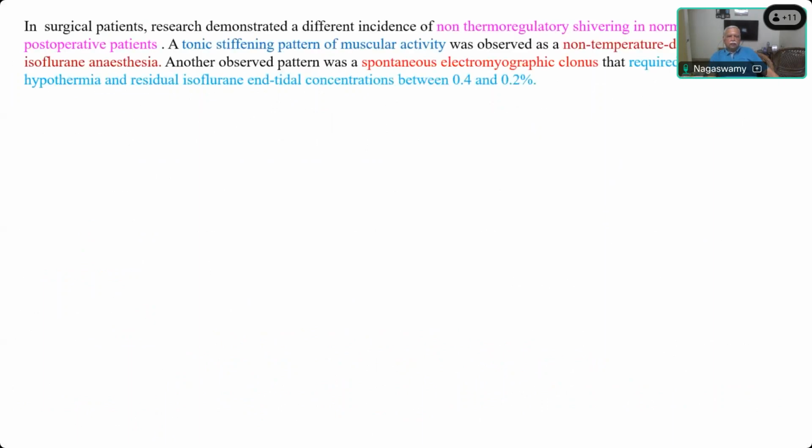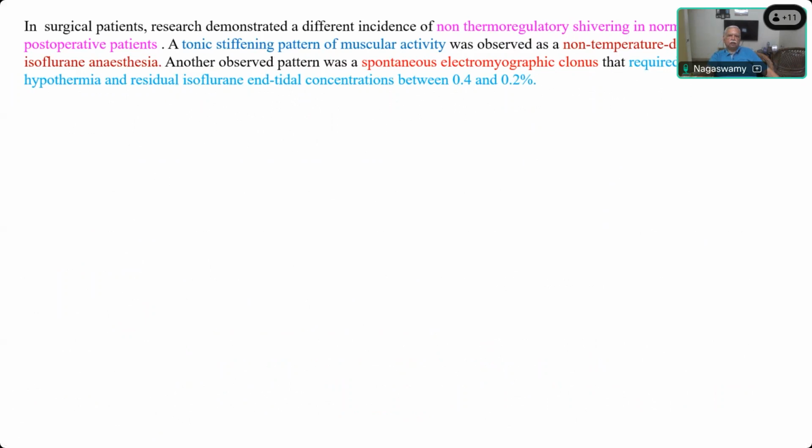And in surgical patients, it has been demonstrated there are two types: non-thermoregulatory shivering in normothermic patients. So if you take the temperature of the patient, it may be normal, but they may still have shivering. So this is called normothermic postoperative shivering. And a tonic stiffening pattern of muscular activity was noted as a non-temperature-dependent effect of isoflurane anesthesia. Another observed pattern is spontaneous electromyographic clonus that required hypothermia. So isoflurane can produce two types of shivering.